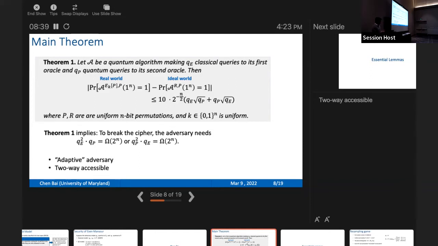Our theorem works for an adversary who can adaptively choose how many queries it makes based on the outcomes of intermediate measurements. Also, in our theorem, the adversary has both forward and inverse query access, since P is a permutation. In this talk, I'll just focus on the forward case and probably ignore the inverse case, but we prove that the inverse case is totally symmetric.